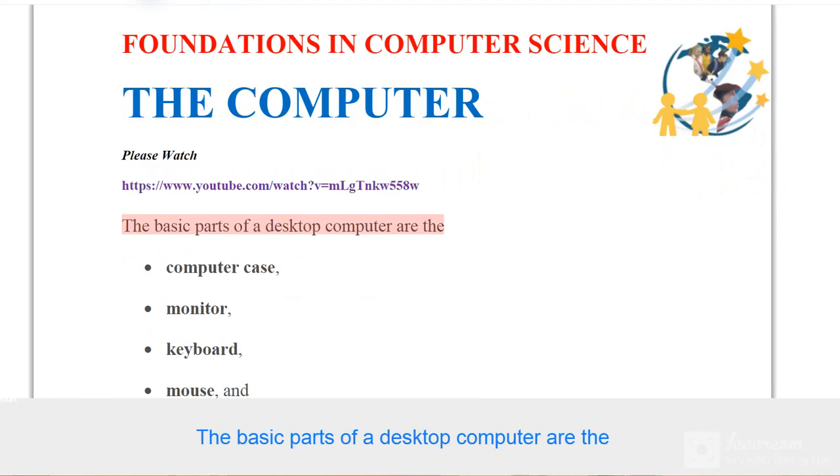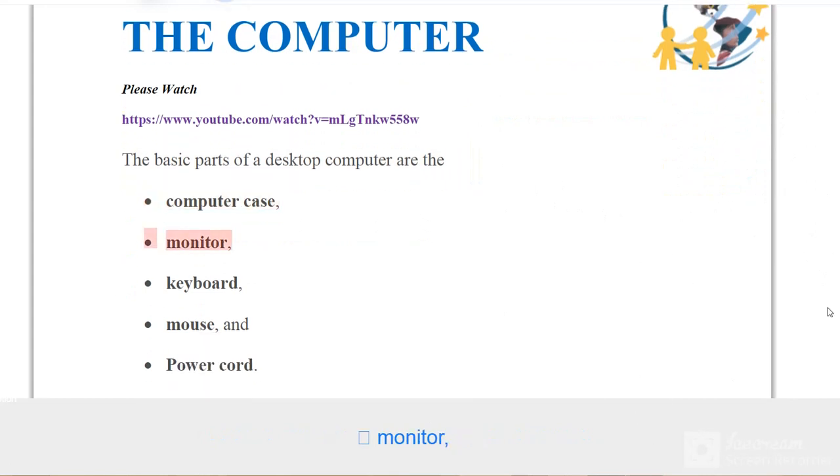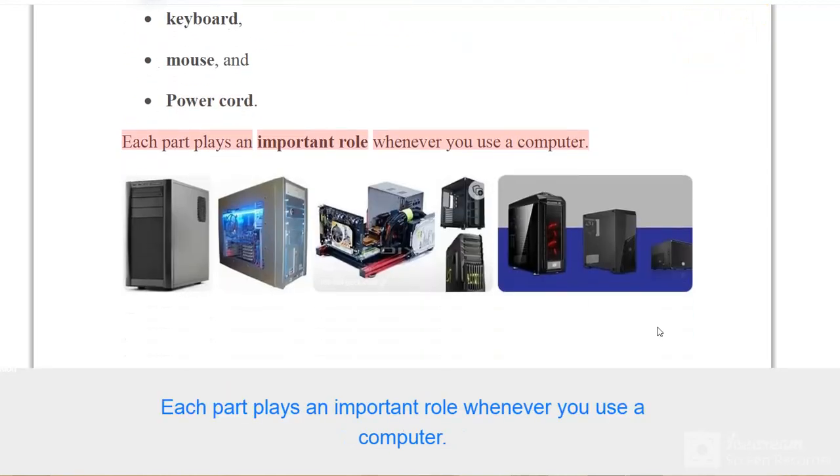The basic parts of a desktop computer are the computer case, monitor, keyboard, mouse, and power cord. Each part plays an important role whenever you use a computer.